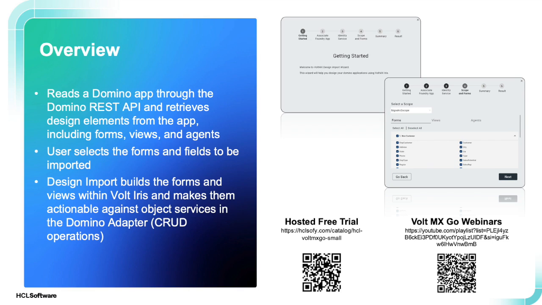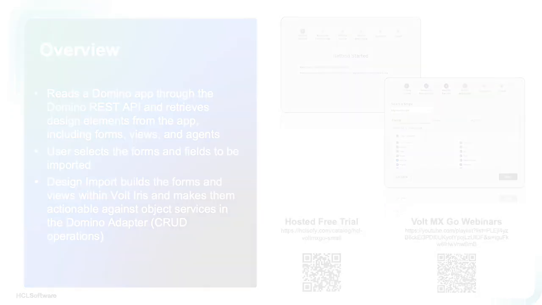Design import takes a Domino application and reads it in through the Domino REST API to retrieve design elements from the app, including forms, views, and agents. You'll be able to select the forms and fields that you want to be imported, and then it'll build those forms and views within Volt Iris and make them actionable against the object services in the Domino adapter. Let's take a look as Matt Muncy brings us through how design import works.